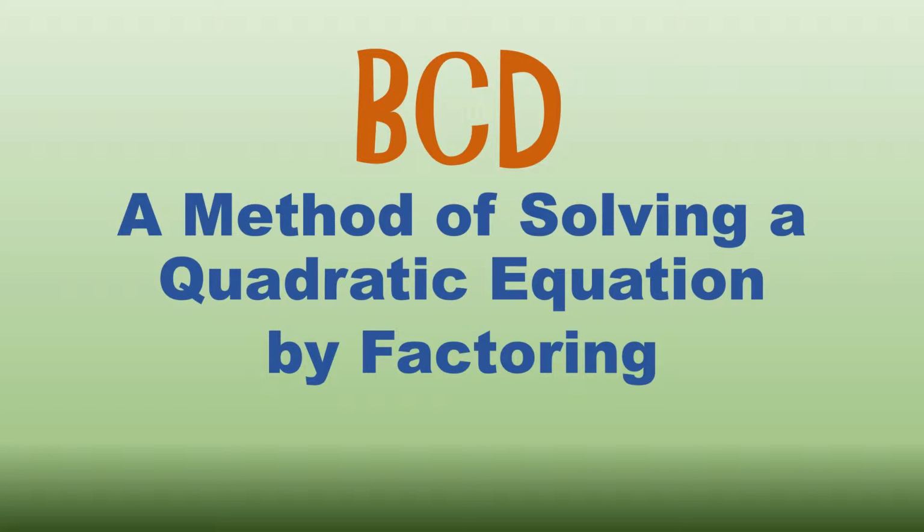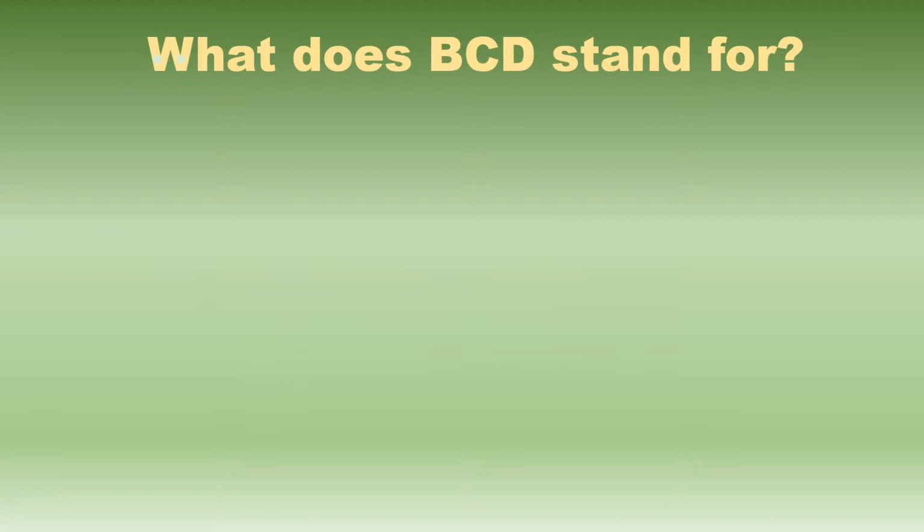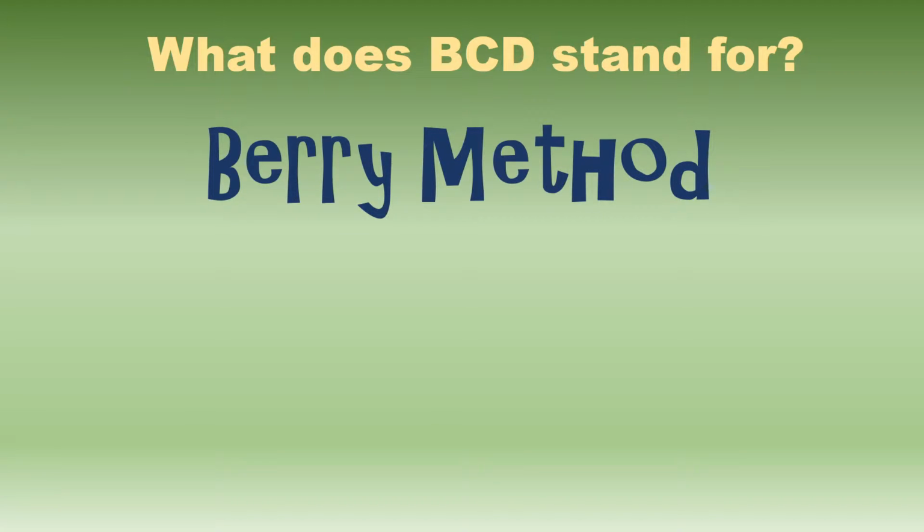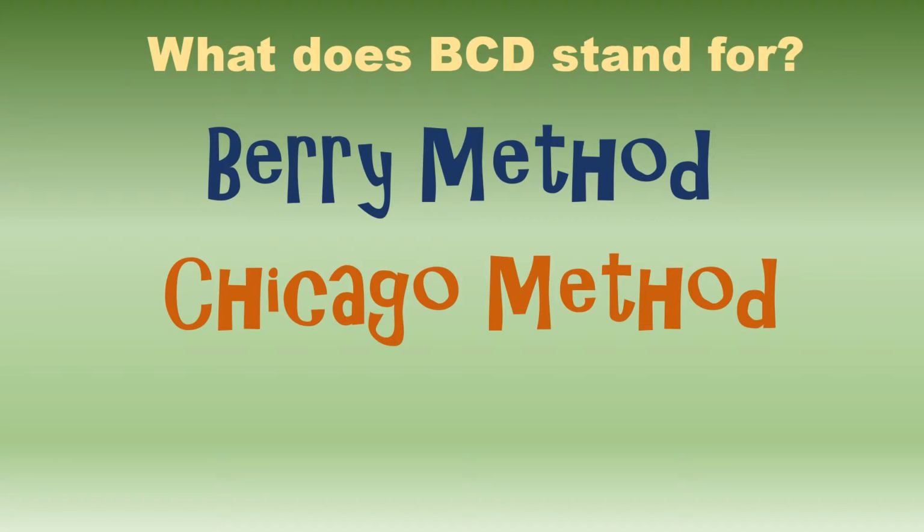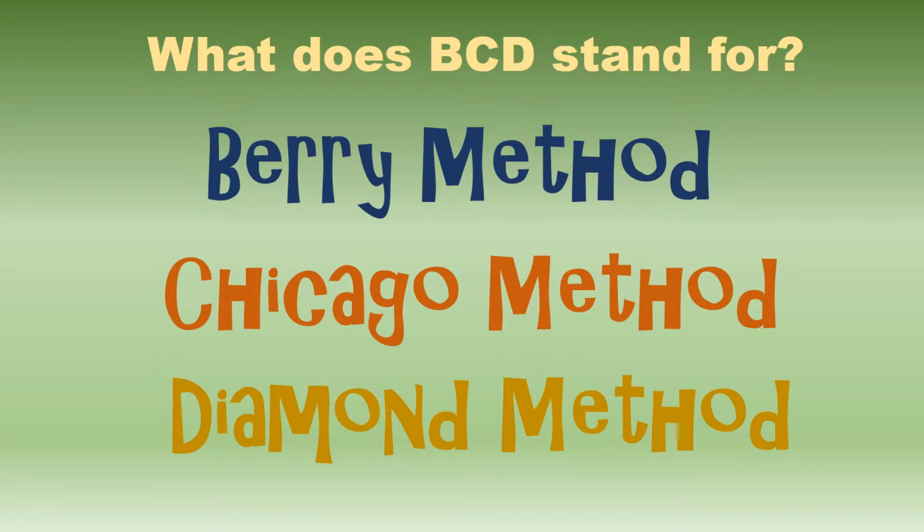All right, we're going to be looking at the BCD method of solving a quadratic equation by factoring. What does BCD stand for? B, the Berry method. This is something new. C, the Chicago method. You may have heard of it. And D, the diamond method. Everybody should know about that.